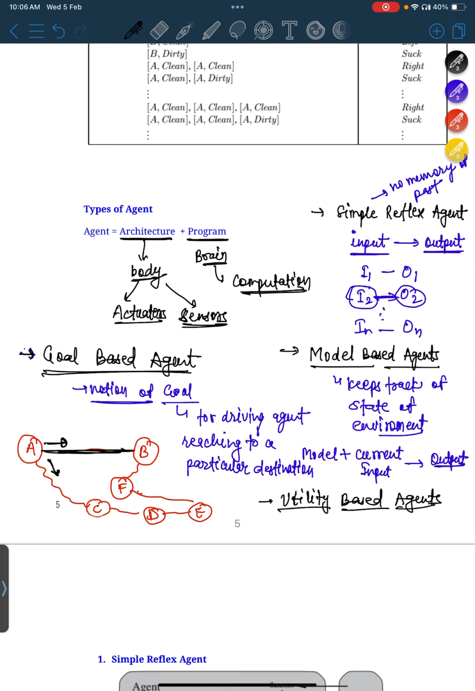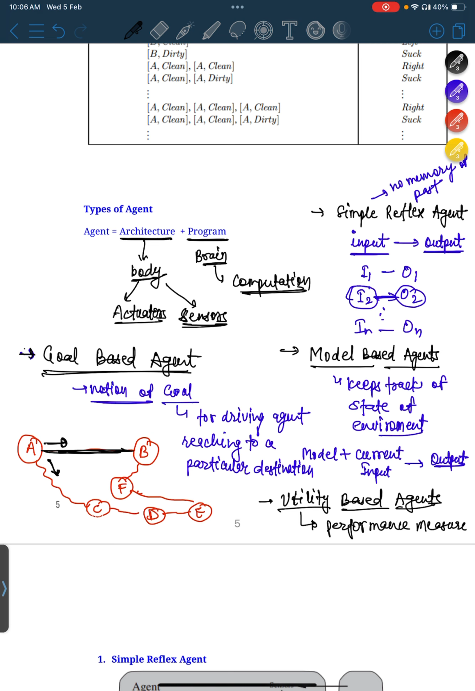Utility based agents can do this. You define something called a performance measure, which our agent will try to maximize. We need to reach the goal, but now the goal comes with an additional condition: we need to reach there in the shortest amount of time, or while traveling the least distance. So our agent will try to maximize its performance. That's where utility based agents come in.